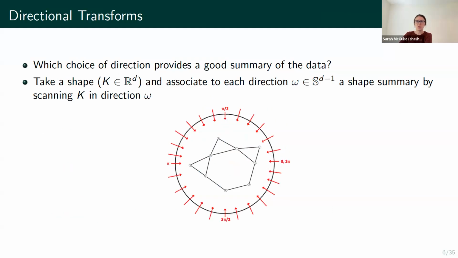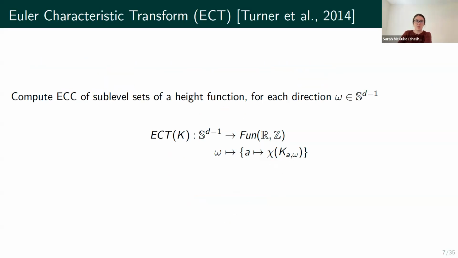So what we'd like to do with directional transforms in general is, instead of choosing one direction and computing a topological summary for our filtration in that direction, we'd instead like to compute the topological summary for many different directions and get a collection of functions. So specifically, the Euler characteristic transform, or ECT, is what we get when we have one of these directional transforms. And the specific choice of topological summary we're using is the Euler characteristic curve.